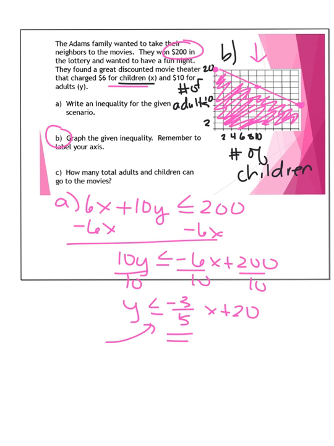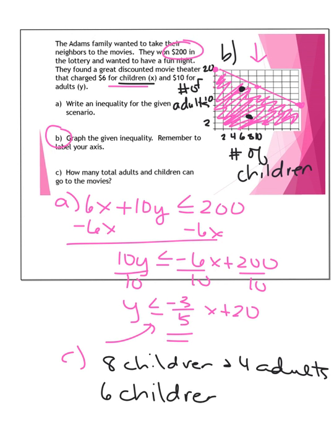If I look at part C, it says how many total adults and children can go to the movies. So there's a lot of different combinations I can use. Anything inside that shaded region is a solution set, so it will work. So I could say, for instance here, I can say 8 children and 4 adults because I counted by 2. If I wanted to, I could go up here somewhere, and that would be 6 children. And that looks like it's 14 adults. So really any combination within that shaded region, they'll have enough money to pay for.